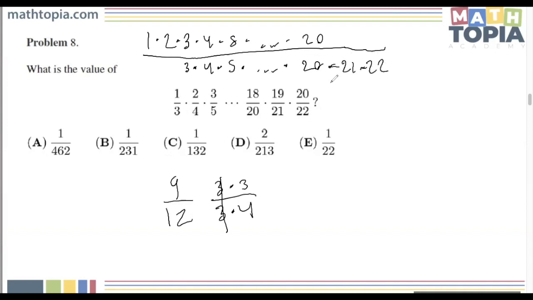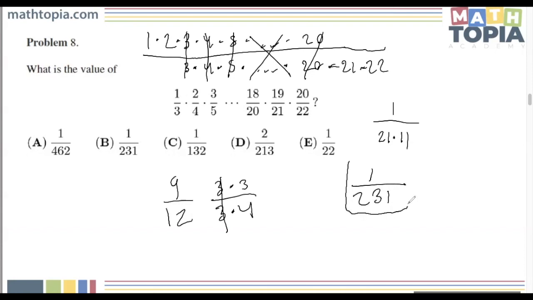And now you see what's going on here, because this is a common factor, this is a common factor, this is a common factor. All these numbers cancel until we're just left with 1 times 2 over 21 times 22, and this will just simplify to 1 over 21 times 11, which will just give us 1 over 231. So yeah, everything cancels basically.